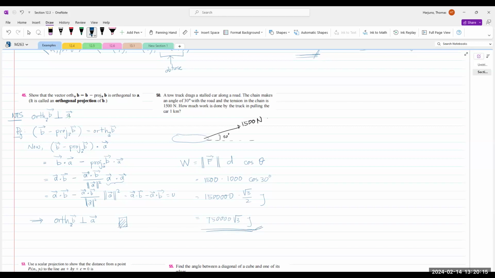So one big application of the dot product in physics is in work, if the direction the stalled car is moving and the force applied to it are not parallel. If they're parallel, then the cosine of 0 degrees will be just 1, right?